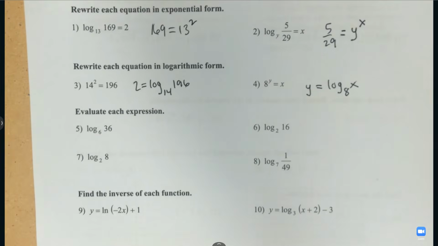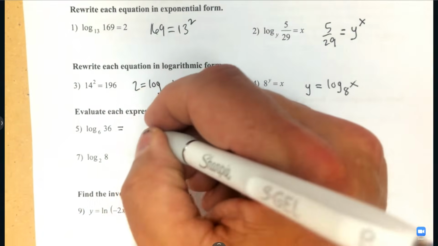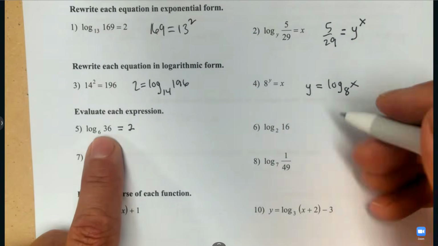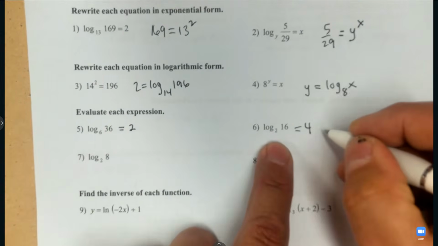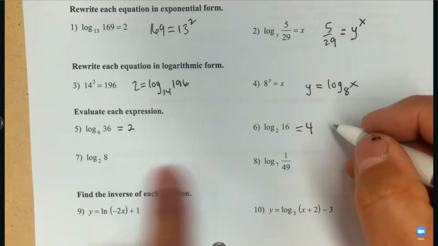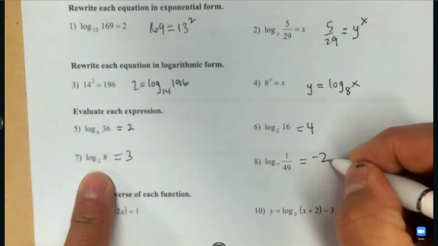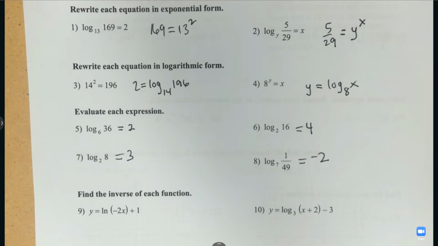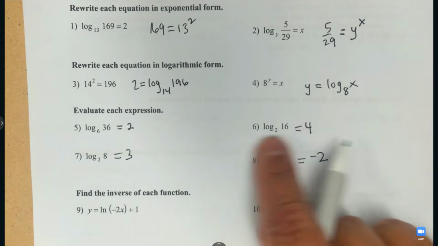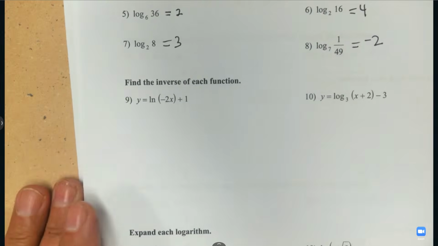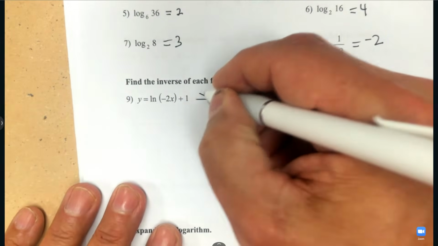Evaluate a logarithm. Sometimes you need a calculator, sometimes you don't. Remember, a logarithm is an exponent. So 6 to what exponent is 36? 2 to what exponent is 16? 2 to what exponent is 8? This one's negative 2. You could also use your calculator and go log 16 divided by log 2 and you get the same answer.